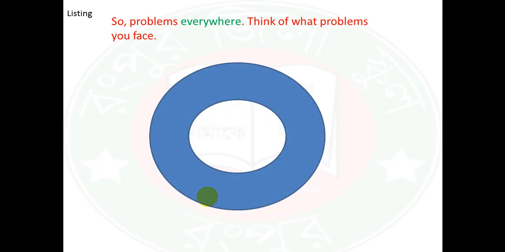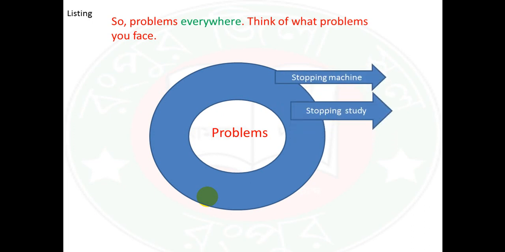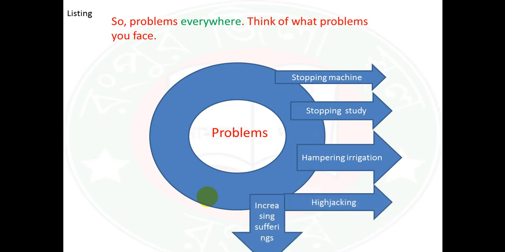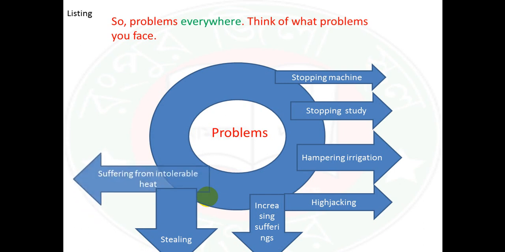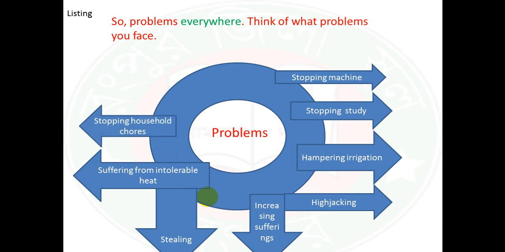Now look at the problem circle. The problems are coming clockwise: stopping machine, stopping study, hampering irrigation, hijacking, and increasing sufferings. These sufferings may be to your mother, to your brother, to your sister, to your locality. There is stealing, of course, suffering from intolerable heat, stopping household chores, disturbing sleeping. These are the problems.